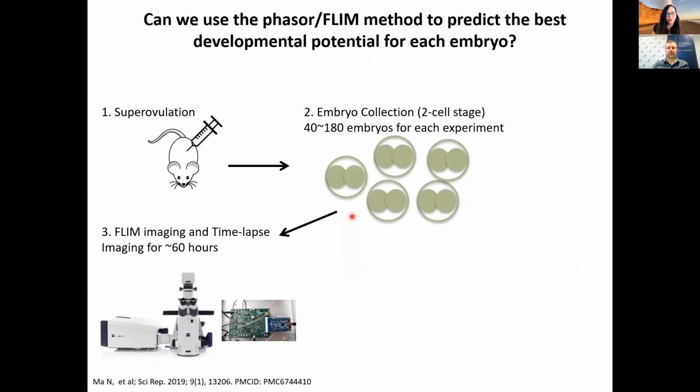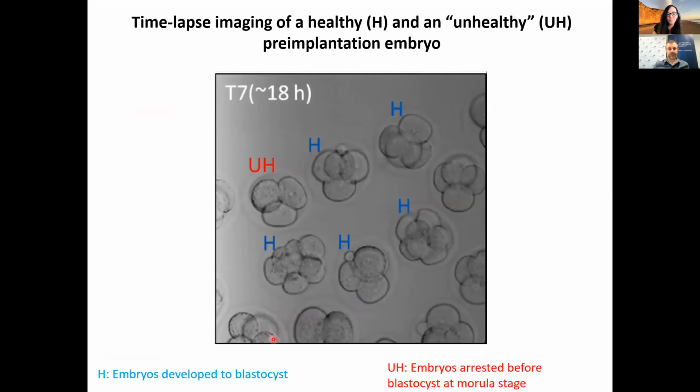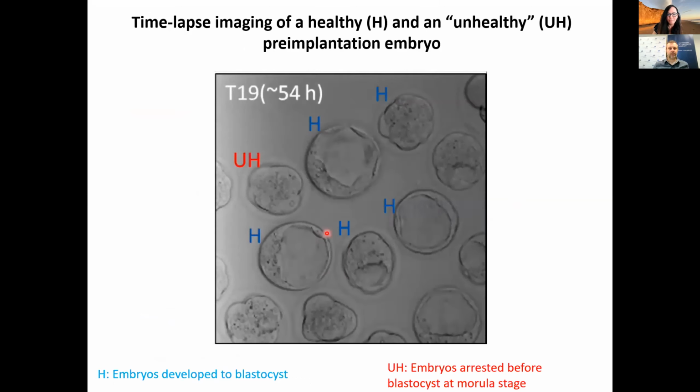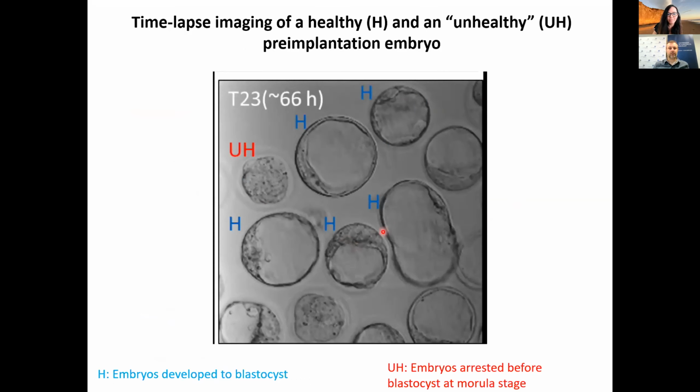So we developed a pipeline, a strategy for doing this: superovulating, collecting the embryos from the moms, and then imaging them. The time-lapse imaging took about 60 hours. You can see here from the movie, we're able to track each one of these embryos and use FLIM to identify the ones that went up to the healthy blastocyst stage and the ones that arrested in the morula stage. These were considered unhealthy.